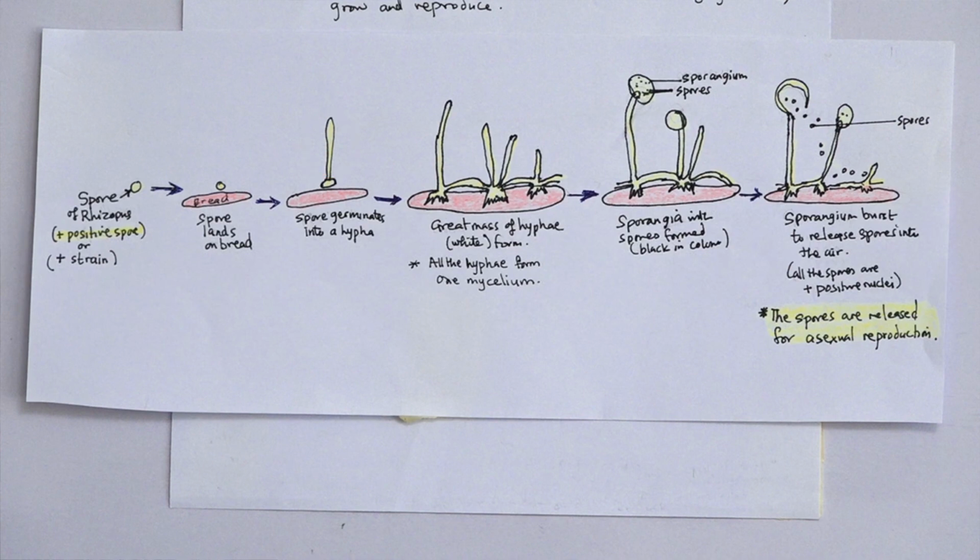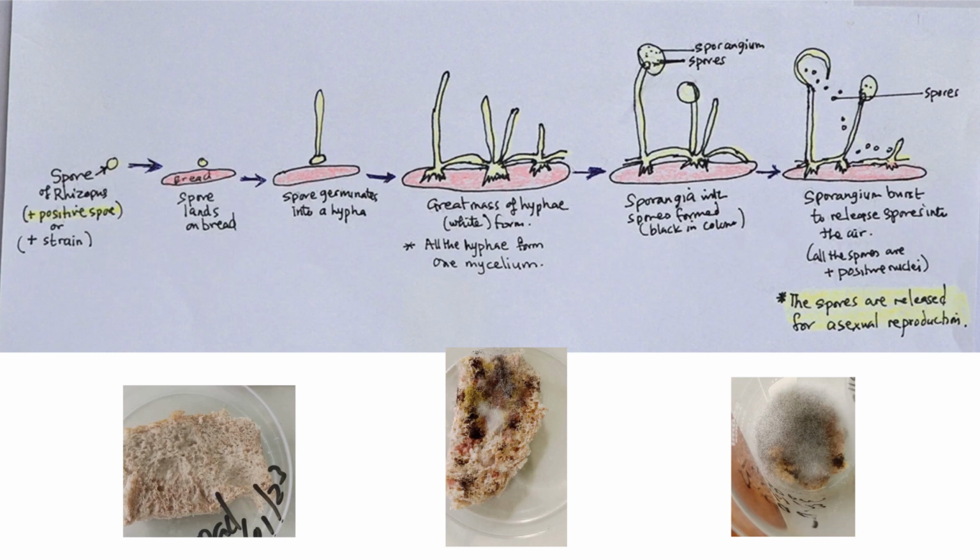The hypha grows and forms a great mass of hyphae. As you can see in the shot, you have bread there with nothing on it, but spores fell on it, and you see hyphae grown. So these are the hyphae grown. This great mass of hyphae you see on the bread is an example of it, and all the hyphae form one mycelium.